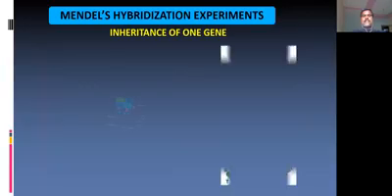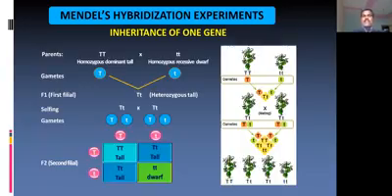In that, he got the result. Parents, he selected homozygous dominant tall and homozygous recessive dwarf. And the gametes, when you are writing, they have to be encircled. In the F1 generation, he got all the plants tall, but they were heterozygous. That means dwarfness was also there in that. That was suppressed. The character was not expressed in the F1 generation.